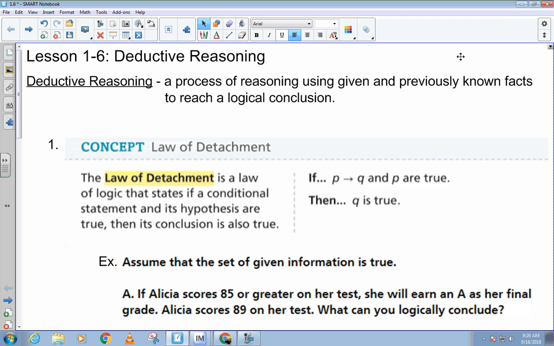Those are kind of weird words, but we're going to talk about both of those. The law of detachment is the law of logic that states if a conditional statement and its hypothesis are true, then the conclusion is also true. So what happens in the law of detachment is, if you have an if statement, if P then Q, and then you make a second statement that references the hypothesis P, then you can make a more specific statement referencing the conclusion. Okay, and that is the law of detachment.